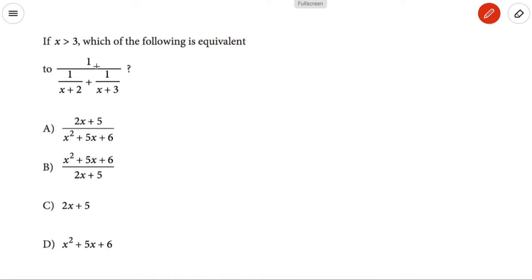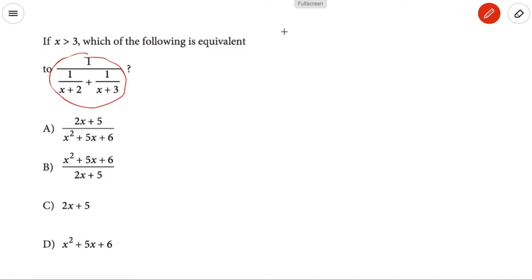This question asks us to find which of the options is equivalent to this fraction. We start by working with the denominator because it's the least simple part of it. The numerator is simple, it's just 1. But the denominator is not simple, so we want to write it in a simpler form. Well, we can write that as this.